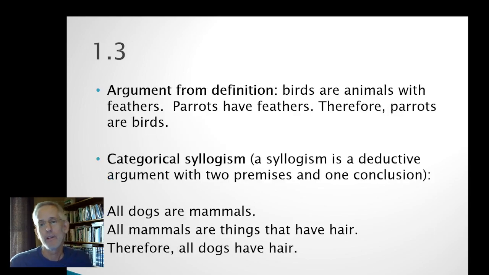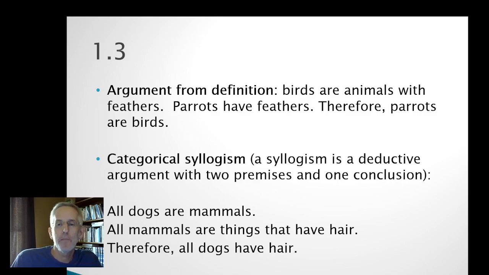Arguments from definition. Birds are animals with feathers. Parrots have feathers. Therefore, parrots are birds. The conclusion, therefore, parrots are birds, could not have come out any other way. If you accept that it's true that birds are animals with feathers, and then you state that parrots have feathers, then it follows that parrots are birds. With the stipulation that birds are the only animals that have feathers. That's implied in the first premise in that argument.